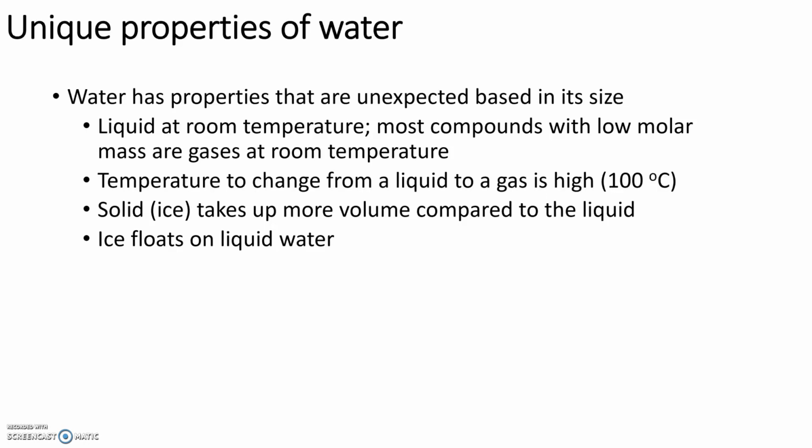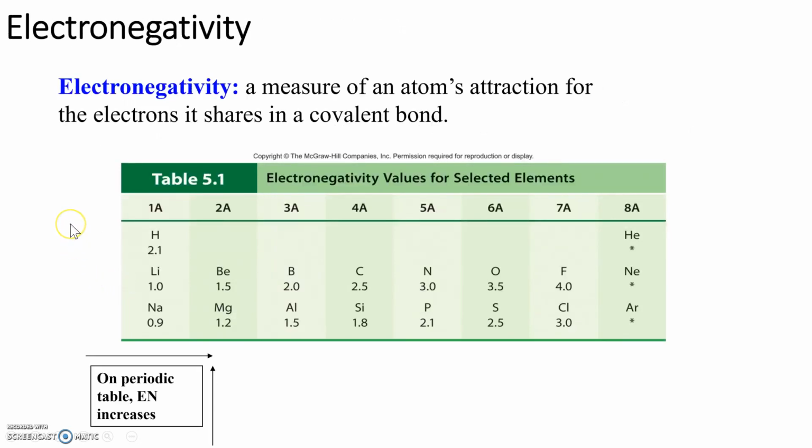Again, this is not common for molecules the size of water. Another unique property of water is that the solid takes up more volume compared to the liquid. For most molecules, when you go from the liquid to the solid state, it takes up less volume, it's more condensed, and also ice floats on water. This is a result of some of the intermolecular forces in water, which we can understand by first looking at electronegativity.